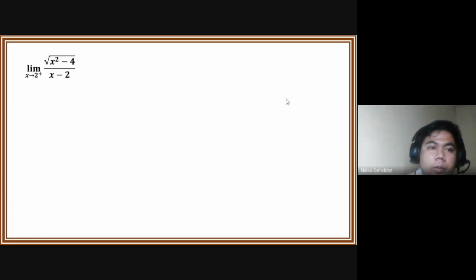Next example: the limit of the square root of x squared minus 4 over x minus 2 as x approaches 2 from the right. So how do we solve this? If you use the substitution theorem, you get the square root of 2 squared minus 4 over 2 minus 2, so you have 0 over 0. That is not allowed. So what will we do to complete the limit of the function?